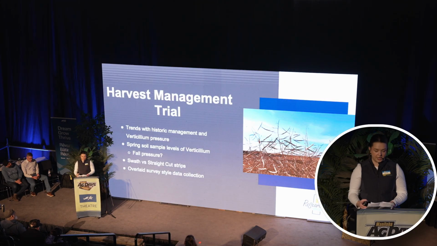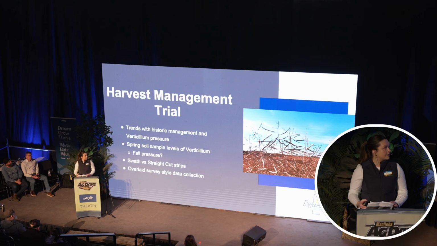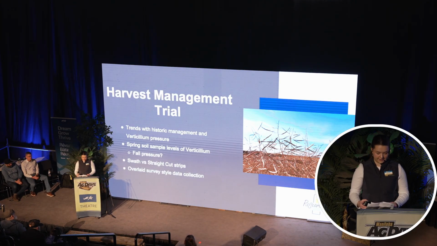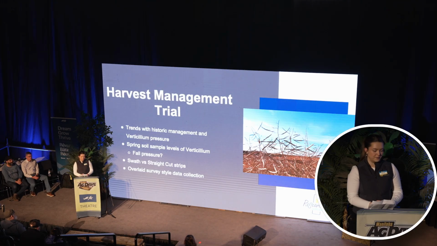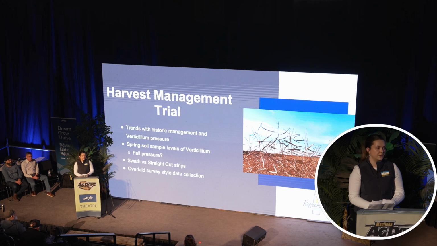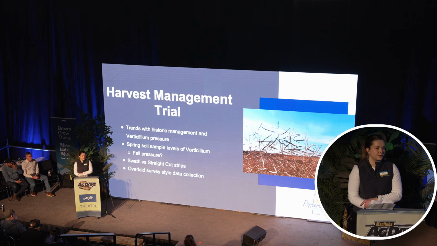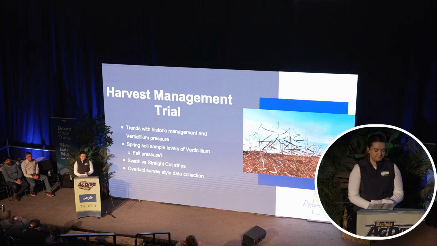The Harvest Management trial compares swathing and straight cut strips while using overlaid survey style data collection to understand if we can see any trends with historic management in canola fields and their verticillium pressure, while additionally understanding spring soil sample levels of verticillium and what that means for fall pressure, to see if we could potentially use it as a decision tool for directing farmers to what fields they should grow canola in.